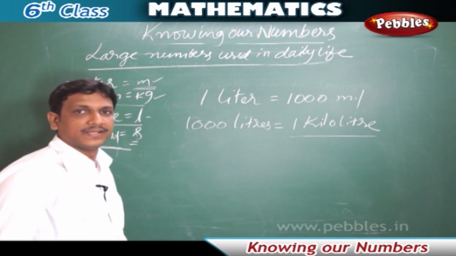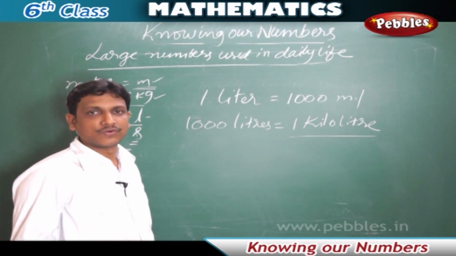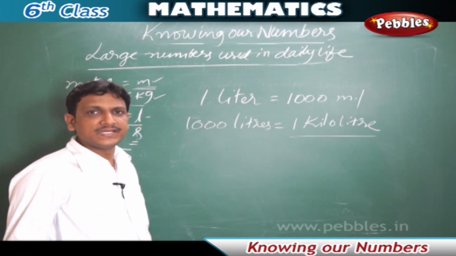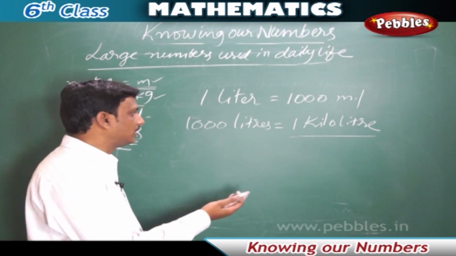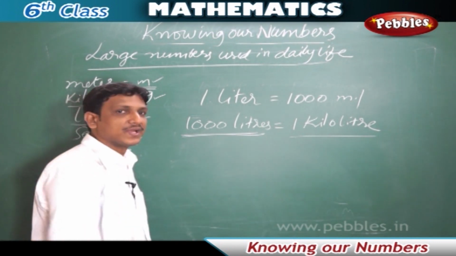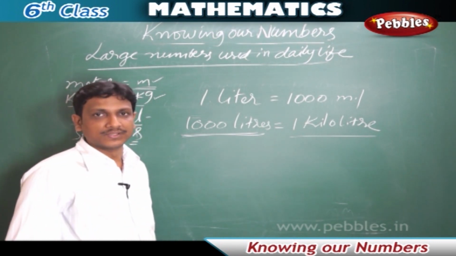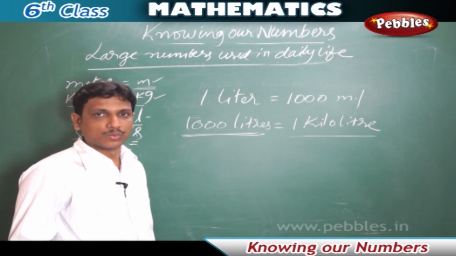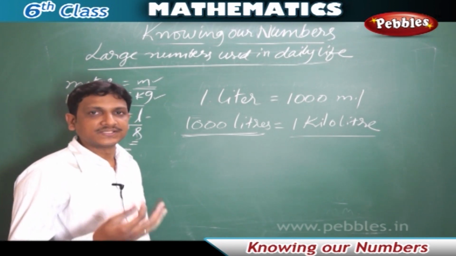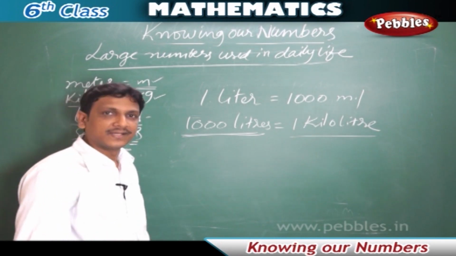Say for example, in a bucket of water we find around 20 liters. So 20 liters will fit in a bucket. So what is a kiloliter? 1000 liters. So you can imagine such a big number. The water that is stored in reservoirs and in water tanks is measured in kiloliters.